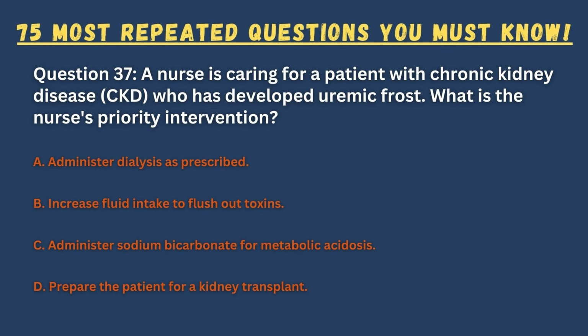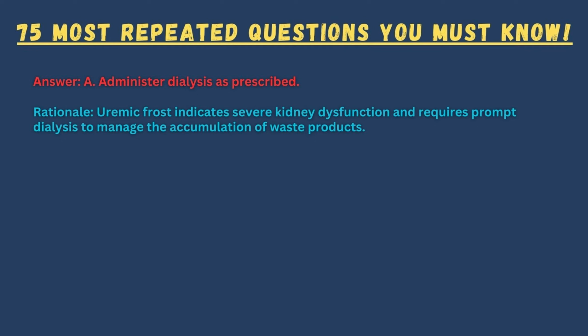Question 37. A nurse is caring for a patient with chronic kidney disease, CKD, who has developed uremic frost. What is the nurse's priority intervention? A. Administer dialysis as prescribed. B. Increase fluid intake to flush out toxins. C. Administer sodium bicarbonate for metabolic acidosis. D. Prepare the patient for a kidney transplant. Answer: A. Administer dialysis as prescribed. Rationale: uremic frost indicates severe kidney dysfunction and requires prompt dialysis to manage the accumulation of waste products.